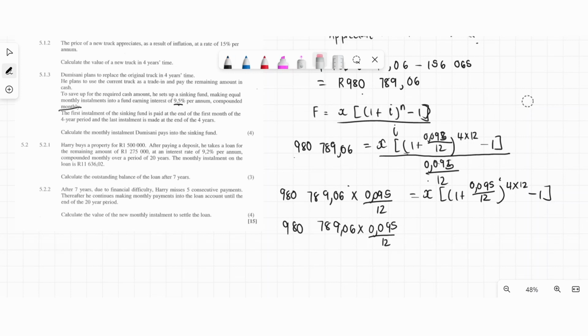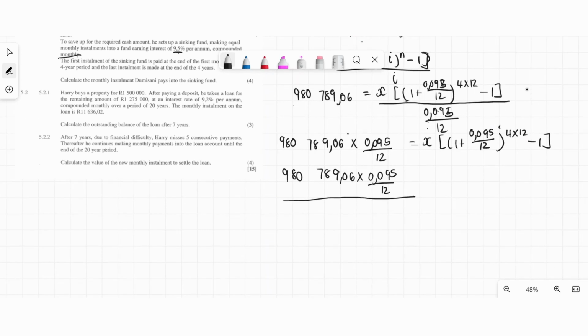Not a pretty line, yeah. So we go up. So this is the same as saying 1 plus i to the power of 4 multiplied by 12 minus 1 is equal to X. Then therefore our X is going to be, let me write it a little bit down, our X is going to be equal to what? It's going to be equal to this amount. So this will be the monthly installment.